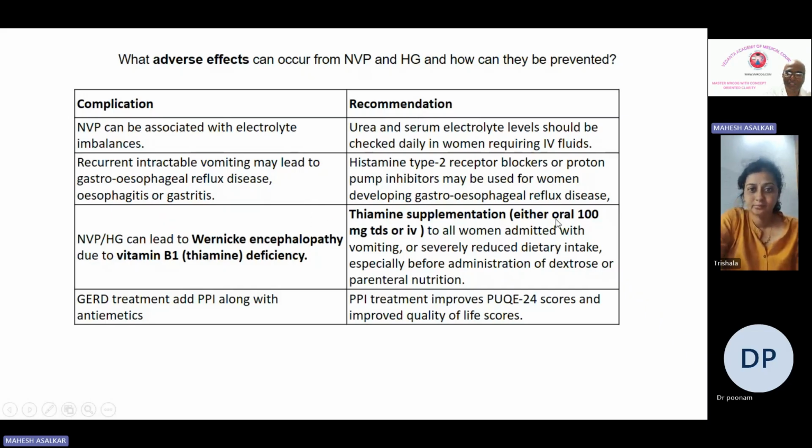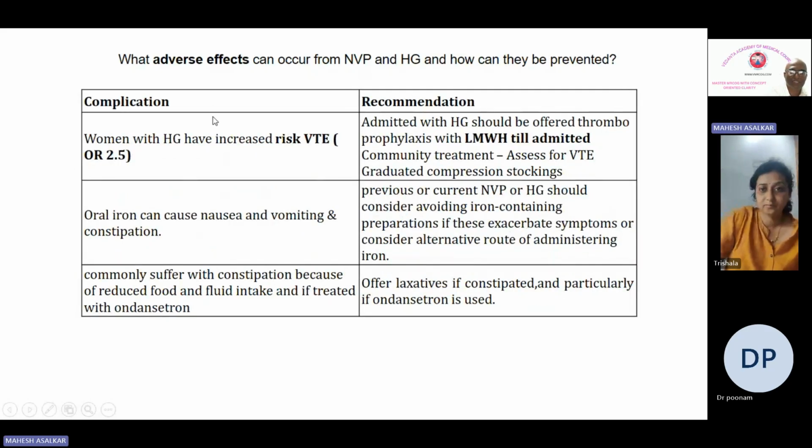We have to give this either orally, 100 milligram TDS. The doses are not asked. They will ask you what deficiency can lead to Wernicke's encephalopathy, and this is very common when you use 5% dextrose. So 5% dextrose is not at all a preferred fluid. The preferred fluid is normal saline, 0.9% saline, with addition of KCl. For GERD treatment, add a proton pump inhibitor along with antiemetics. Women with hyperemesis have increased risk of venous thromboembolism. Risk is high because of dehydration. So whenever they get admitted, we have to give low molecular weight heparin.